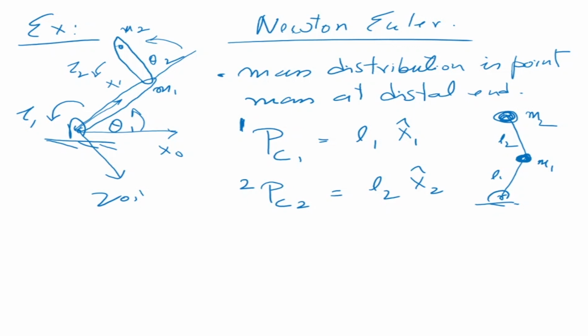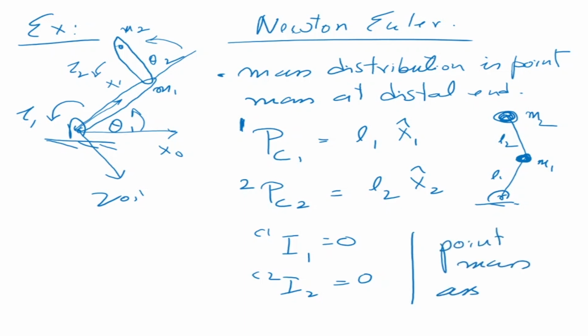Now because of the point mass assumption, the inertia tensor written at the center of mass for each link is the zero matrix. So my inertia tensor IC1 is equal to 0 and IC2 is equal to 0, because of the point mass assumption. So please note this and please note this.